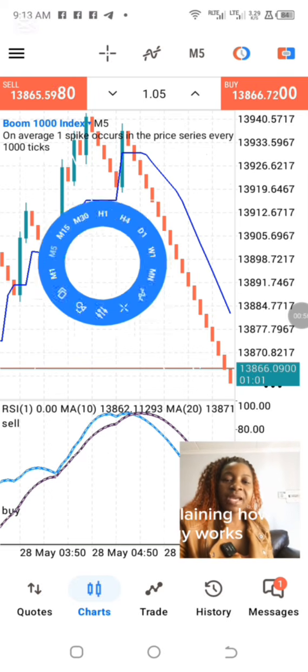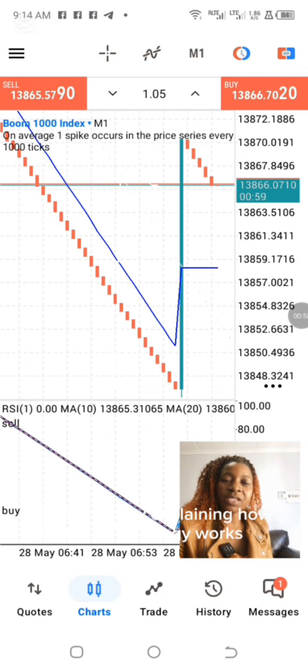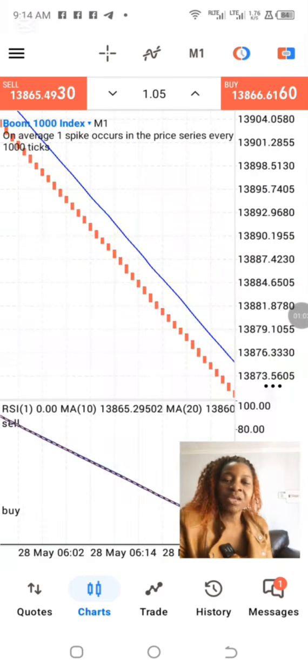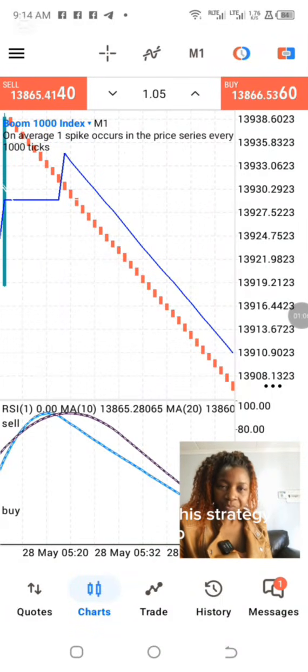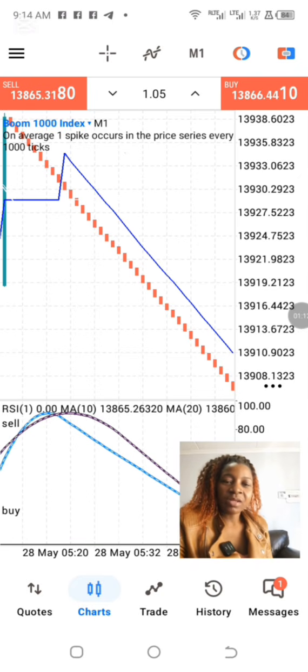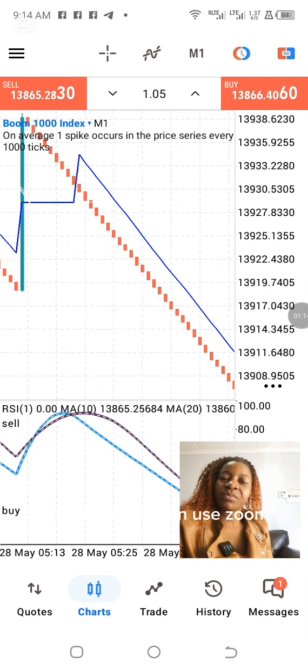So I'll begin by explaining how the strategy works. Like I have said, the strategy works on the 1 minute time frame. We use the strategy on the 1 minute time frame, and we are using this strategy to scalp, taking 10 candles on the 1 minute time frame. Zoom level, you can use zoom level 3.